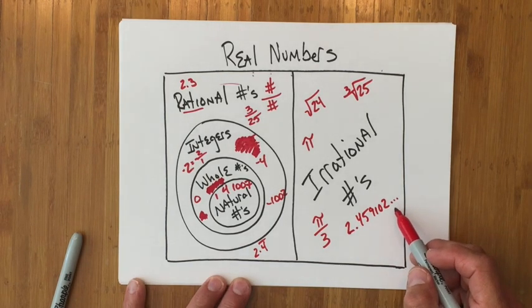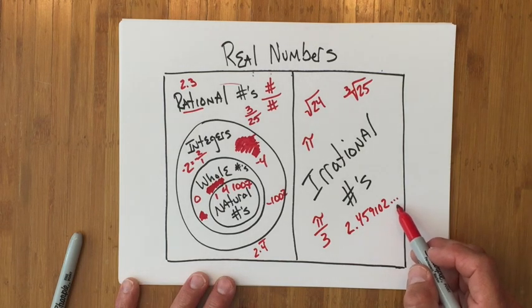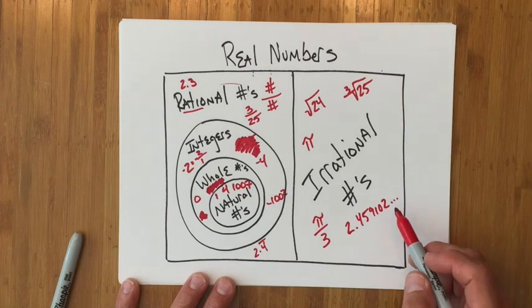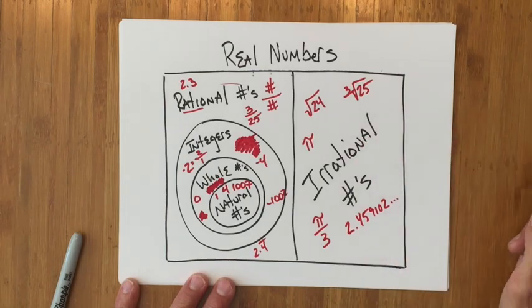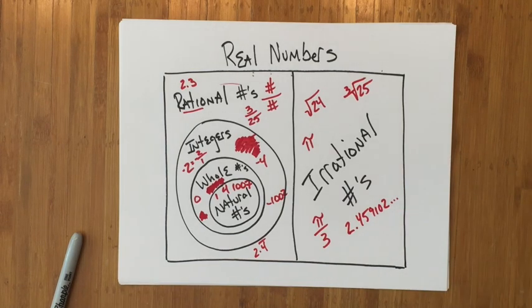Non-repeating, that's the pattern. Non-terminating, that means it never ends. So non-repeating, non-terminating decimals, those would be irrational.